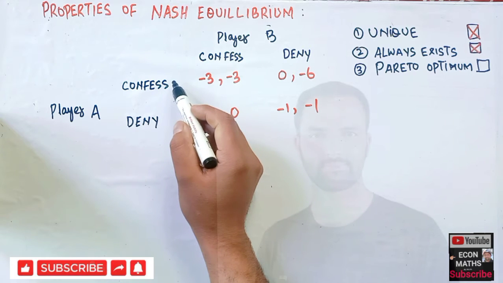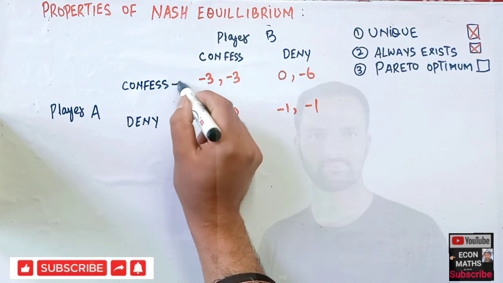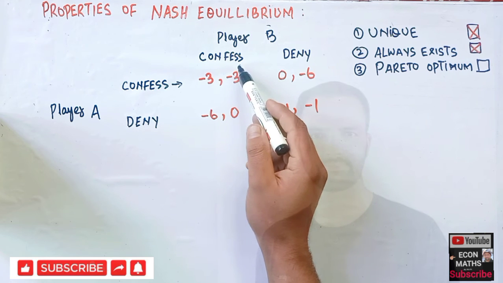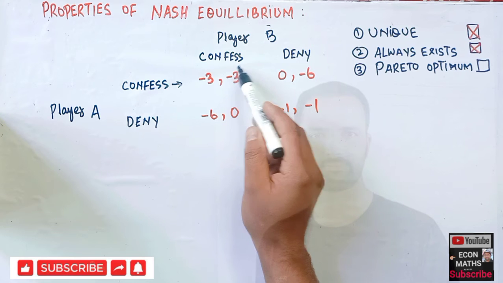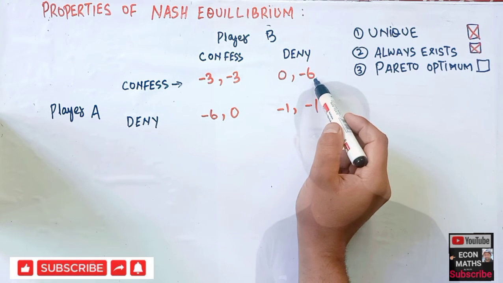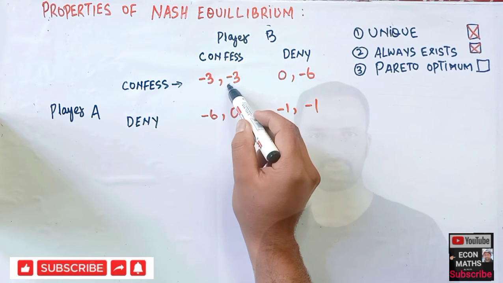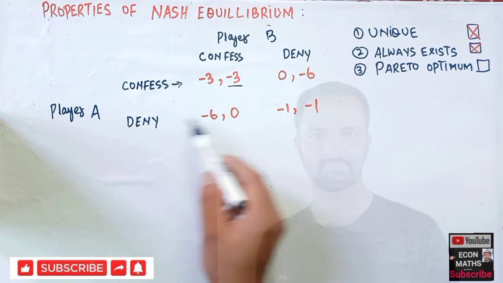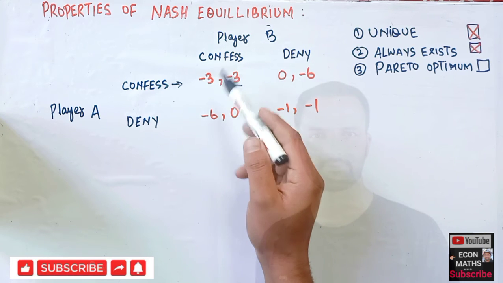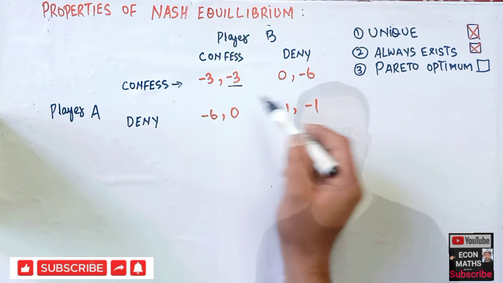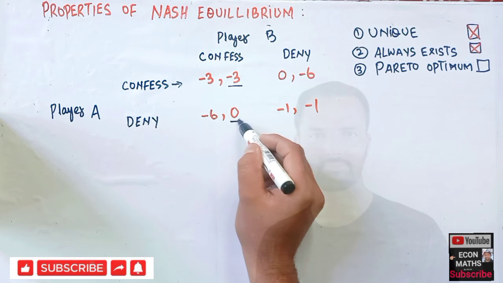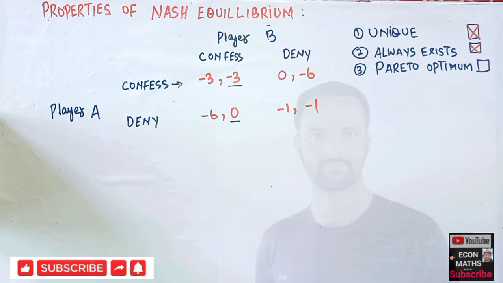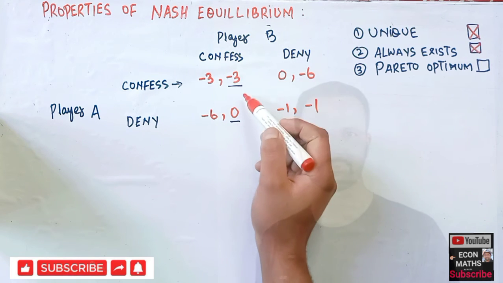Let us say if player A confesses, player B has two options, either to confess or deny. If he confesses, he gets 3 years of jail. If he denies, he gets 6 years of jail. So he will choose to confess here. Okay, let us say when player A denies, player B again has two choices, either to confess or to deny. Confessing gives him 0 years of jail, denying gives him 1 year of jail. So he will choose 0 here. Okay, now let us see what happens if player B confesses.